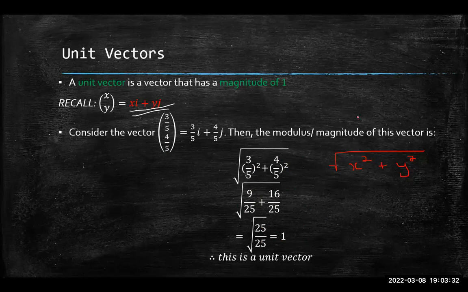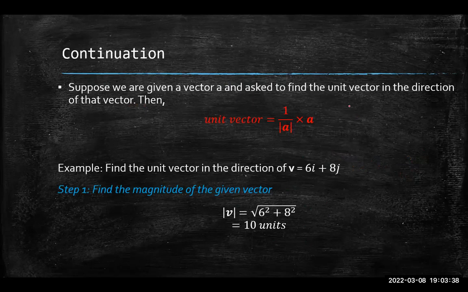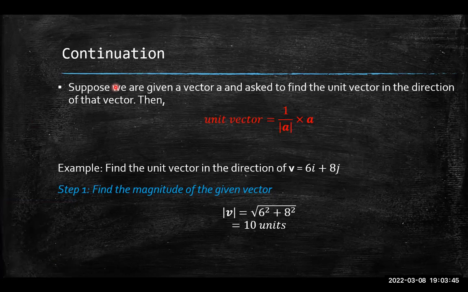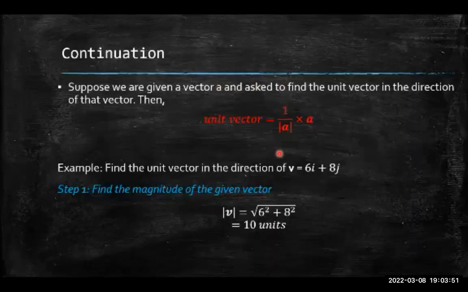And just remember, magnitude is also known as modulus, size, or length, right? Just in case you see those other terms. So there's a formula you use whenever they ask you to find the unit vector, because they will ask you to do that. Suppose we are given a vector A, and you're asked to find the unit vector in the direction of that vector. Then you have to apply this formula.